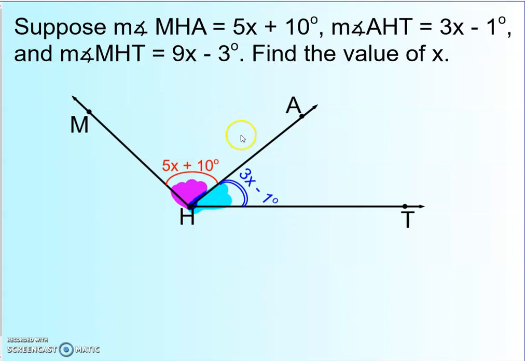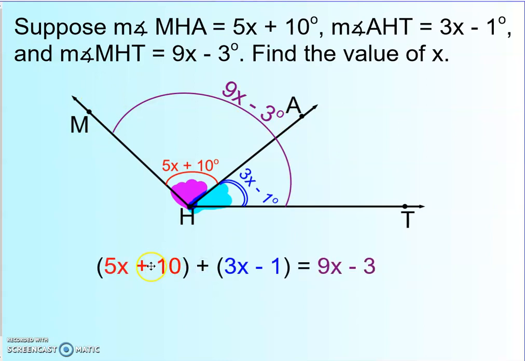But what I do know is that the big giant angle is 9x minus 3 degrees. And so you can see that the red angle, which takes ray HM to ray HA, is 5x plus 10 degrees, and this blue angle, which takes HA and rotates it all the way to HT, together make up the entire purple angle. That is the angle addition postulate. The little parts, red and blue, make up the big part, the purple 9x minus 3.